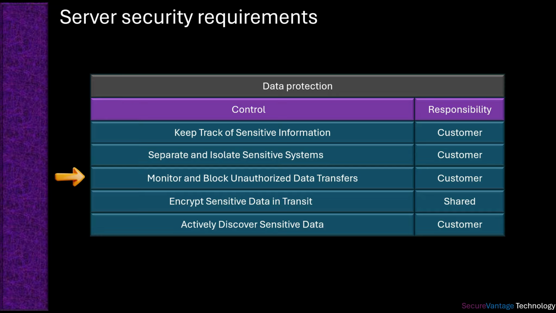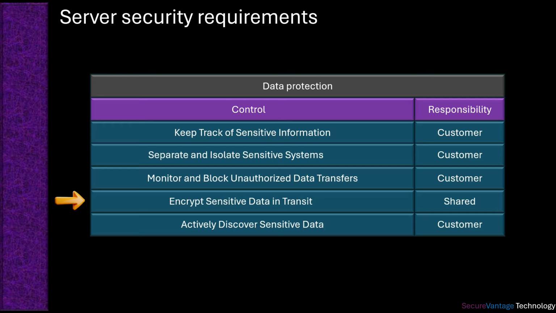Third control is monitor and block unauthorized data transfer. Think of your server as a treasure. You wouldn't want someone sneaking in and making off with your gold coins unnoticed, right? Here you need to set up a guard at the network border. This means using tools that keep an eye on your data. If they spot any unauthorized transfer attempts, they should block it and immediately alert you. It's like having a security system that logs it and rings an alarm if someone tries to walk off with your treasure.